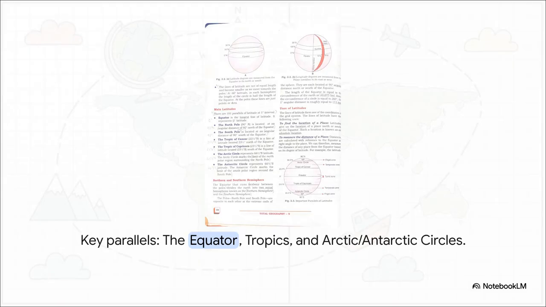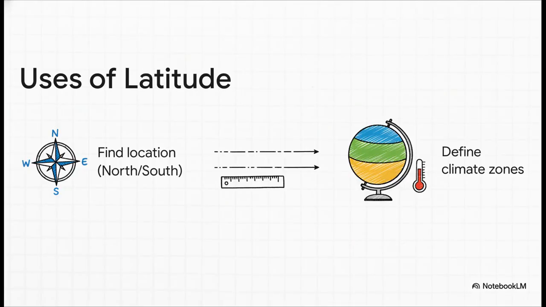Now, there are a few key parallels here you've probably heard of. We start with the equator at 0 degrees, of course. Then, as we move out, we hit the tropics of Cancer and Capricorn. And finally, the Arctic and Antarctic circles, which take us all the way to the poles at 90 degrees north and 90 degrees south. But okay, why do we even care about latitude? What's it actually good for?